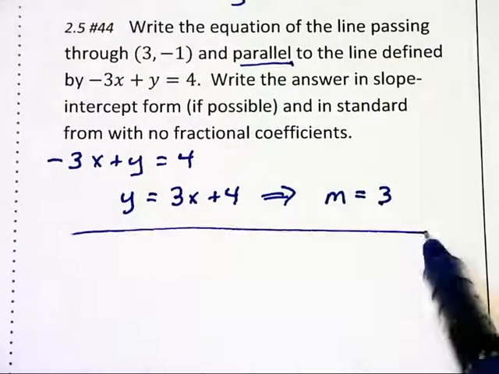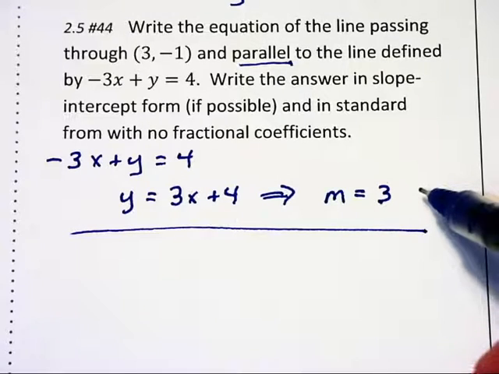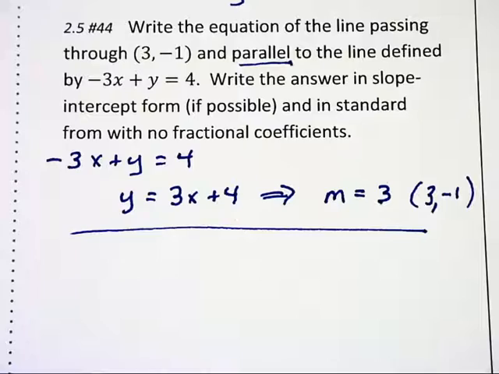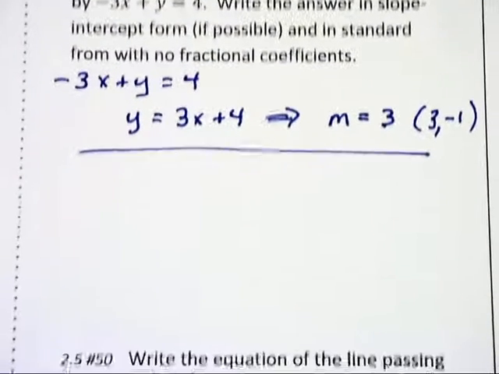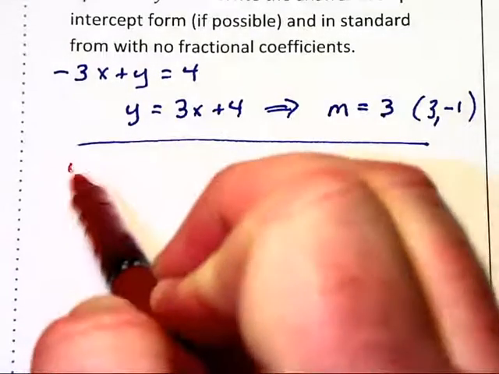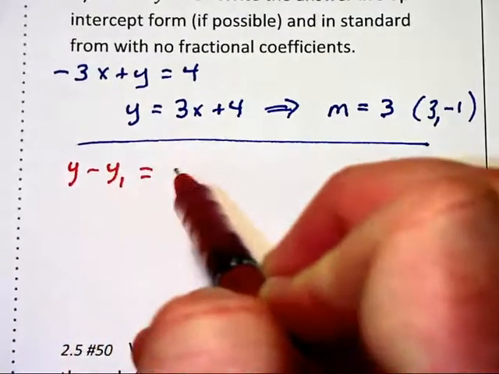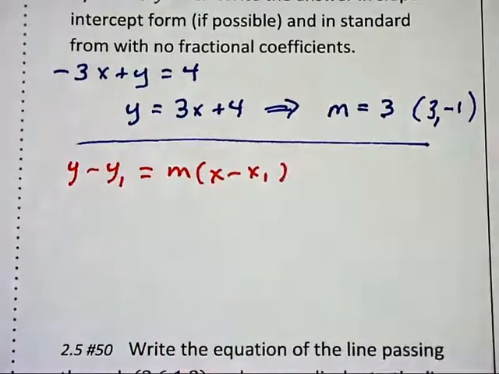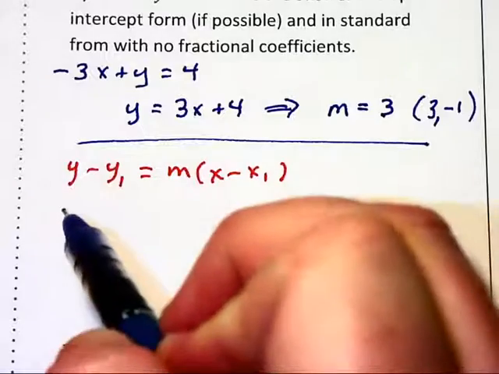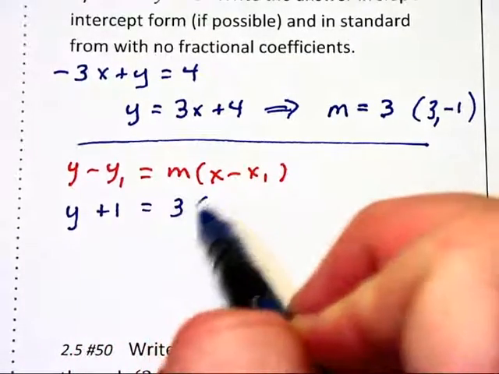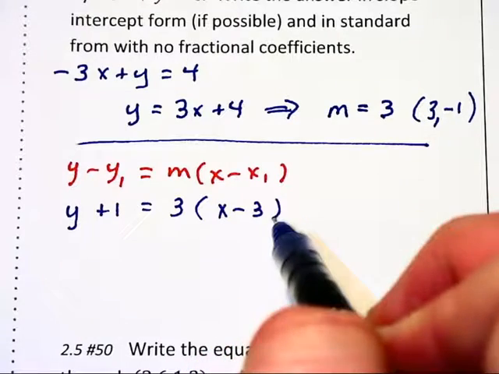We will use that slope along with the point they give us, 3 comma negative 1, and the point slope formula to find the equation of the line we're looking for. So let's rewrite here the point slope formula. y minus y1 equals m times x minus x1. This becomes y minus a negative 1, or y plus 1, is equal to 3 times x minus 3.